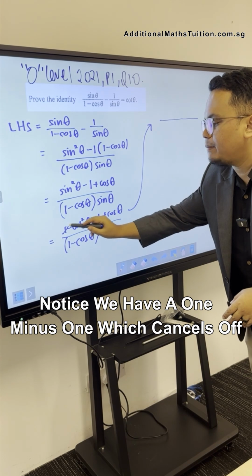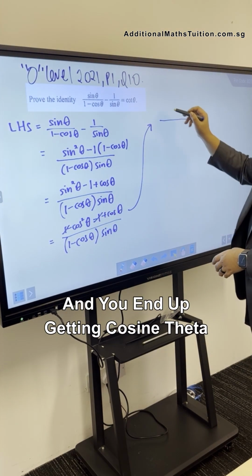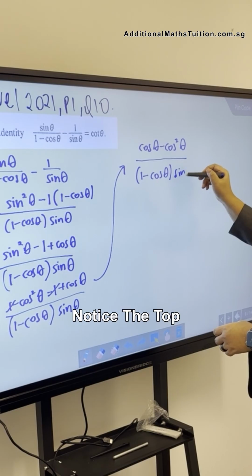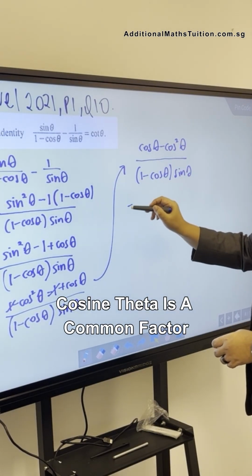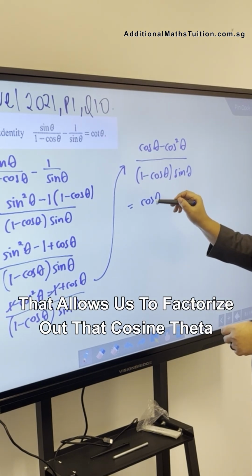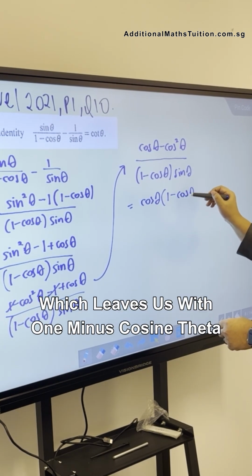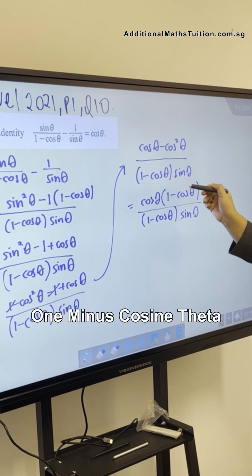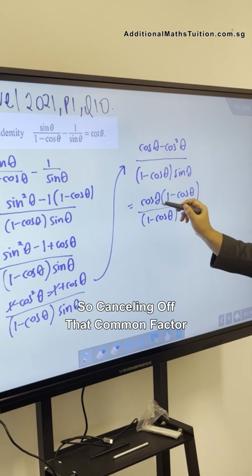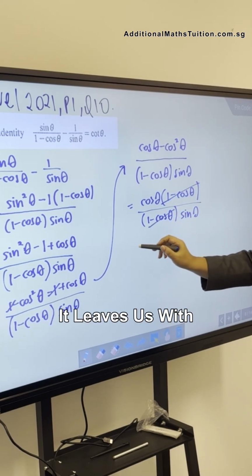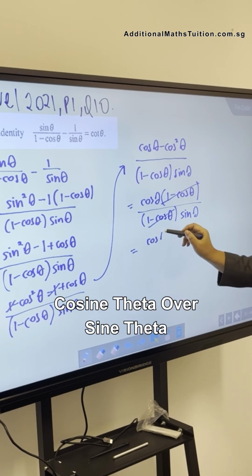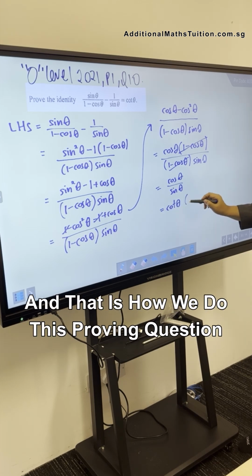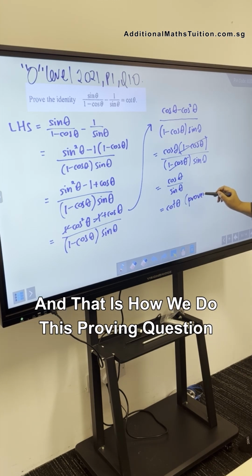Notice we have a 1 minus 1 which cancels off. Okay, and you end up getting cosine theta minus cosine square theta. Notice the top, cosine theta is a common factor, right? That allows us to factorize out that cosine theta, okay, which leaves us with 1 minus cosine theta. Okay, notice that you have a common factor, 1 minus cosine theta, that exists in the numerator and denominator. So cancelling off that common factor, it leaves us with cosine theta over sine theta. This is equivalent to our cotangent theta. And that's how we do this proving question.